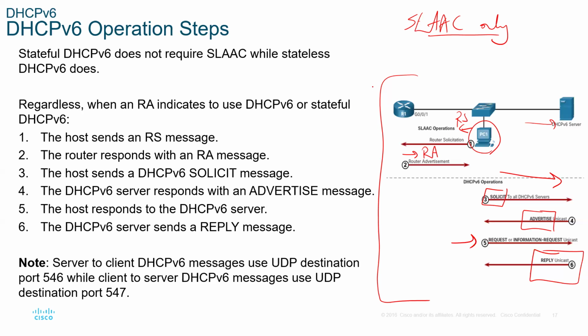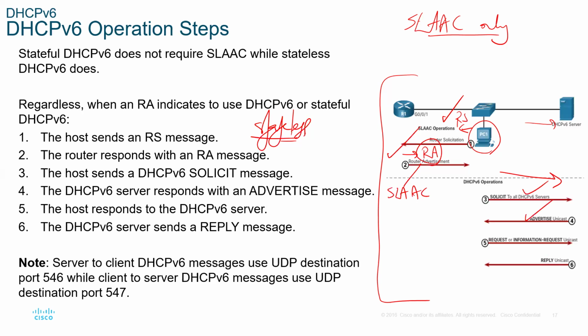If we were using stateless, what will happen? This will happen, this will happen. Then this RA message will contain our SLAAC, how we get our IPv6 address. Then this will happen, but on this request, we only request other information. We don't request everything. And basically that is what stateless DHCP is.